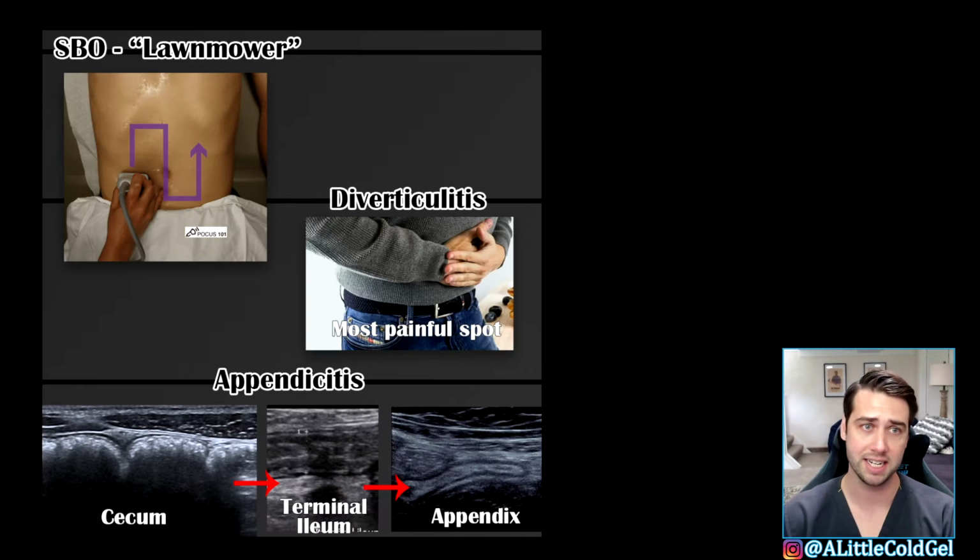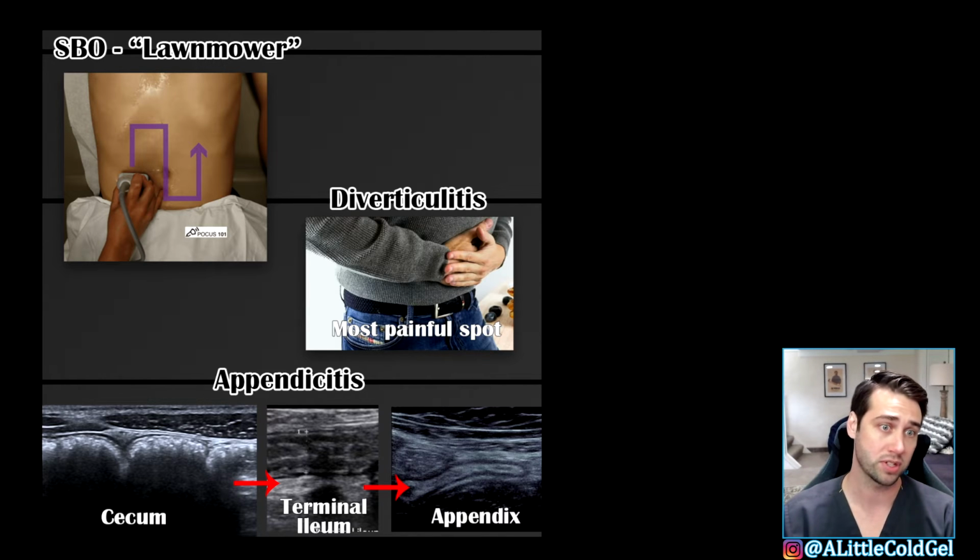Now, when it comes to technique, it really depends on what you're looking for. So for SBO, I use this lawnmower technique. Basically, that is scanning back and forth up the abdomen in an organized fashion so that you don't miss any quadrants where you could have dilated abnormal loops of small bowel.